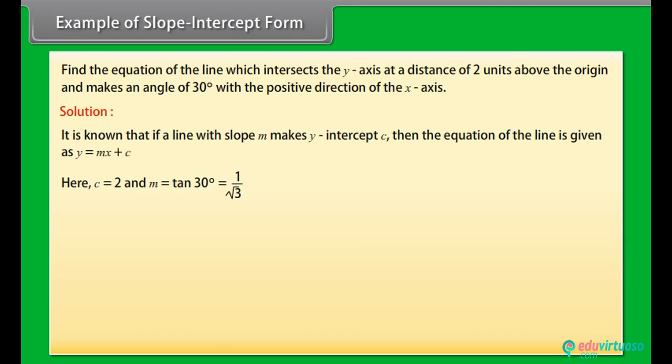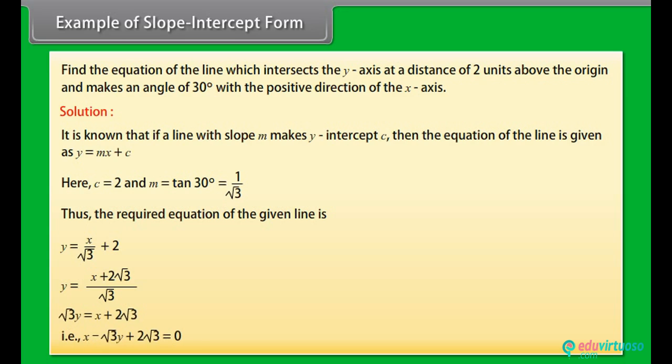Here, c = 2 and m = tan 30 degrees, which is equal to 1 by root 3. Thus, the required equation of the given line is y = x by root 3 + 2. It can be solved to x - root 3 y + 2 root 3 = 0.